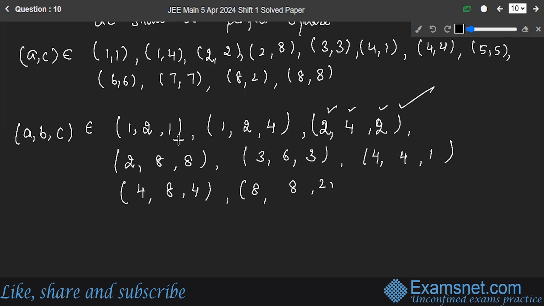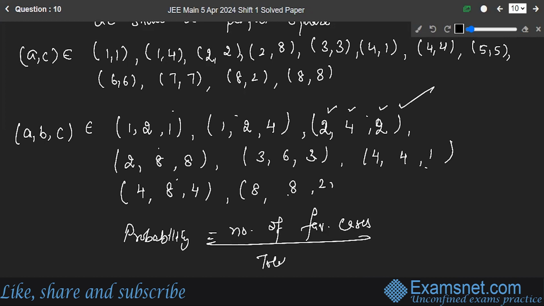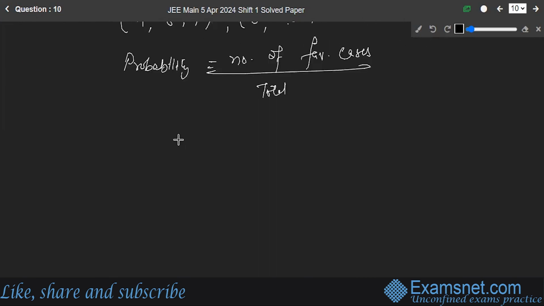So these are all the possible sets of values for A, B, and C. Hope you understood this. So how many are these? 1, 2, 3, 4, 5, 6, 7, 8. Now the probability says number of favorable cases upon total cases. 8 are the favorable cases, and total cases will be how much?